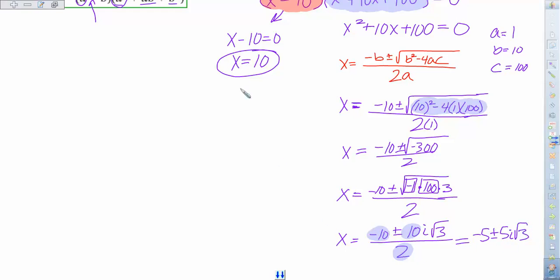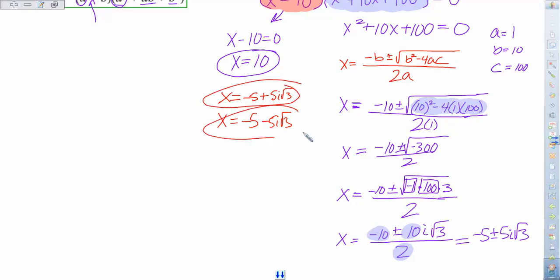Shoo! So now I got a couple more answers to add to that right underneath that 10. Let's put them right up here. So 2 more answers here. Not only could x be 10, but x could be negative 5 plus 5i square roots of 3. The last one here, negative 5 minus 5i square roots of 3. Okay, so there's 3 answers there for us. 3 solutions. We found the real one, we found the 2 imaginary ones. Outstanding.